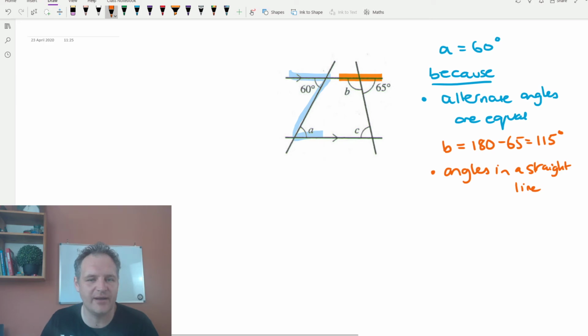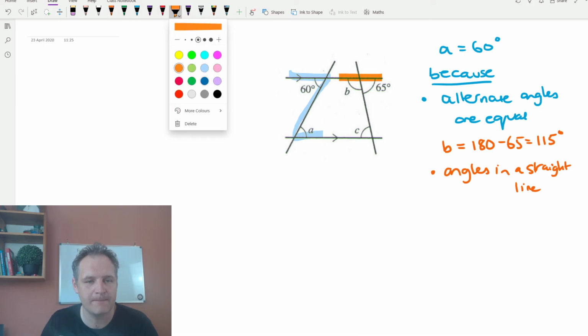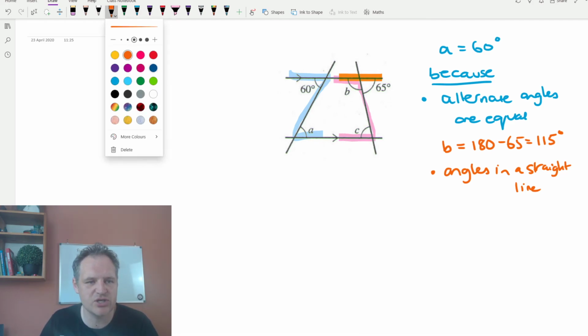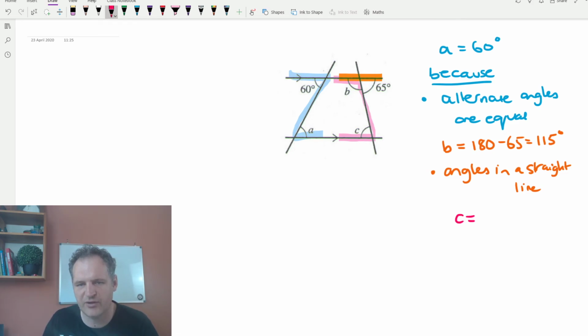And then finally, just to prove that it does get used, I have got the pink highlighter. This is a C shape in reverse. And so we can do C shape in reverse. C must equal 65 because co-interior angles make 180.